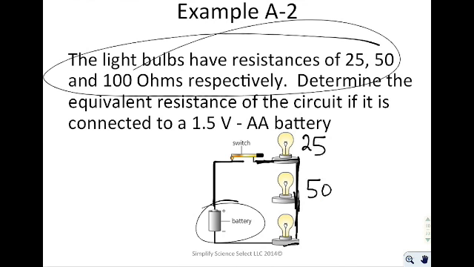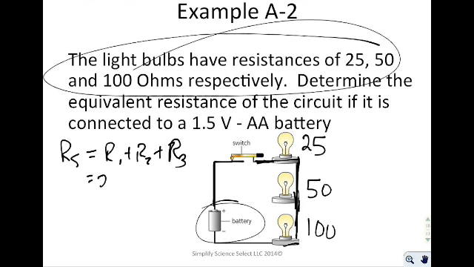Now it doesn't actually matter which one is 25, which one is 50, and which one is 100. It makes no difference at all, because once you see that they are wired in series, you use the equation resistance in series is equal to R1 plus R2 plus R3. And you see it makes no difference because you're adding them all. You would say equals 25 plus 50 plus 100, or 175.